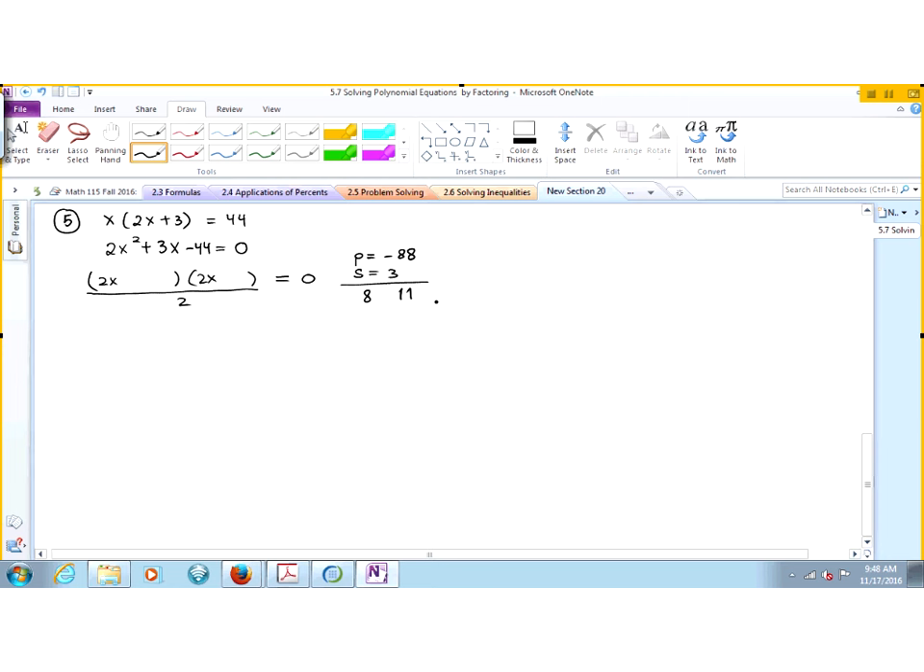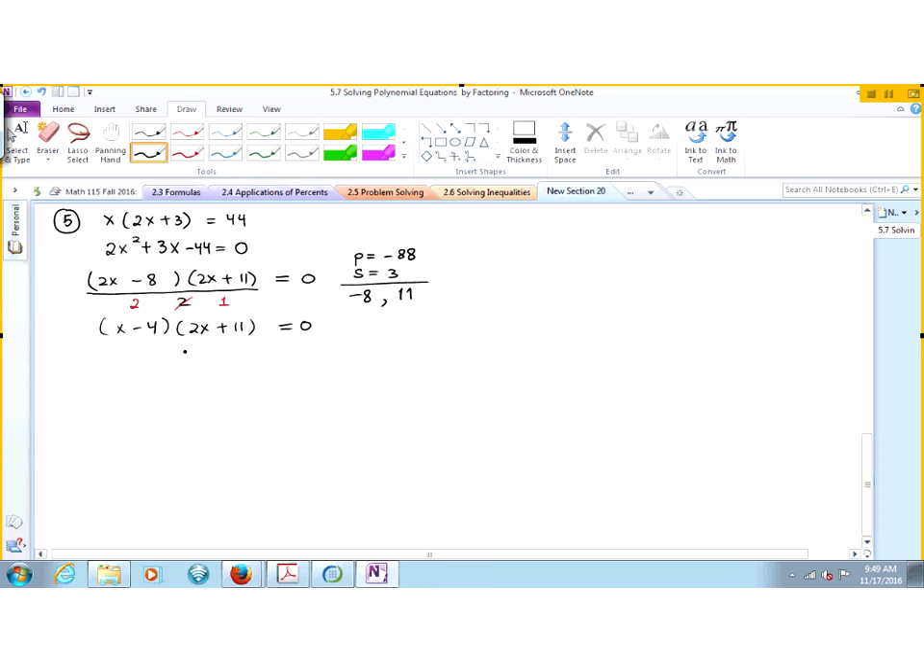Let's adjust the sign. Which one's positive, which one's negative? Negative 8 plus 11. Okay. So when we multiply, it is negative 88. When we add, it is positive 3. So minus 8 plus 11, divided by 2. Now, what am I supposed to do with my 2? Yes, split it up. So 2 and 1. 2x minus 8 divided by 2 would be x minus 4, times 2x plus 11 equals 0.